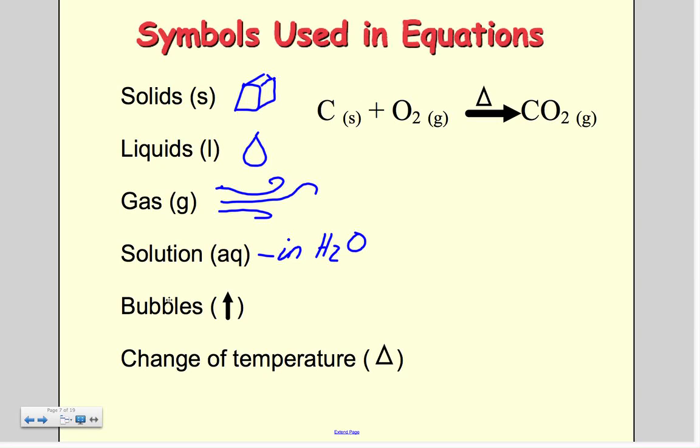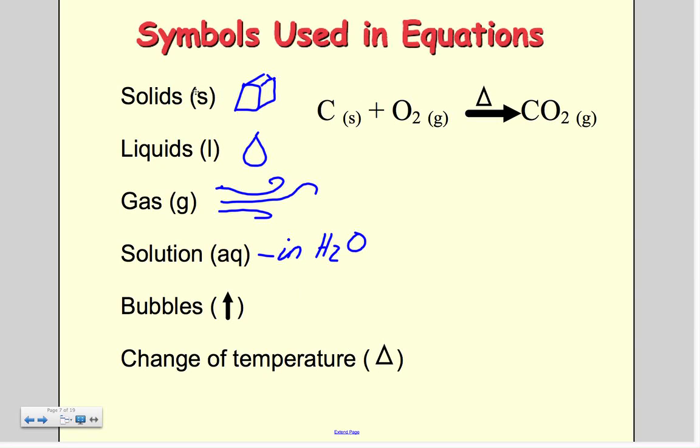So some symbols and equations that you may see, most of the ones that we do in 8th grade, we might see this temperature change, which is just the triangle. That means it either got colder or hotter, but it had a temperature change. This is really the only one we will see at the 8th grade level.